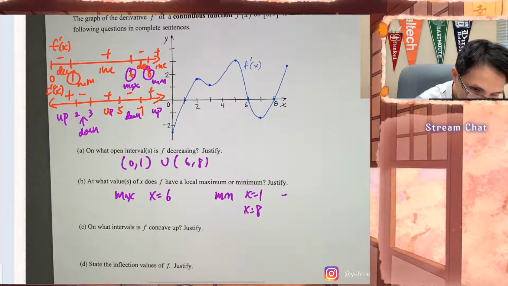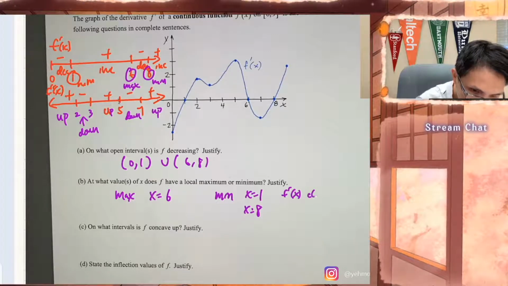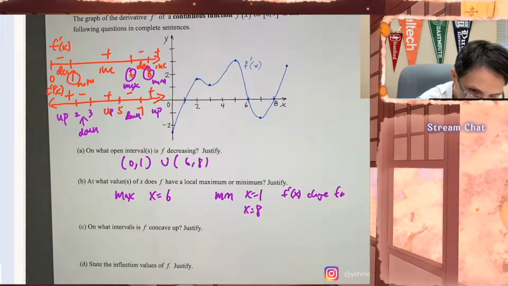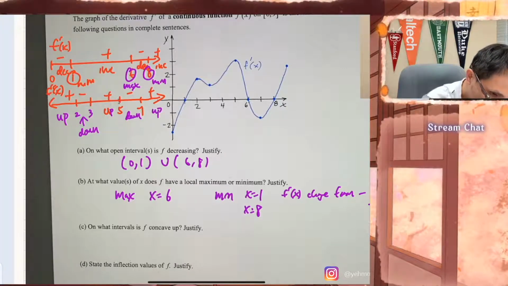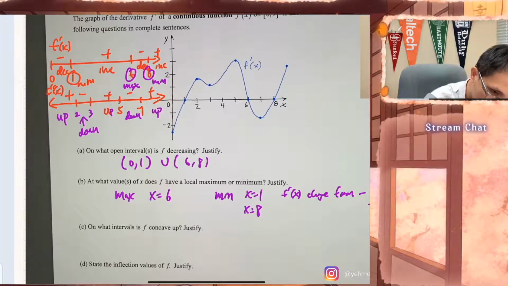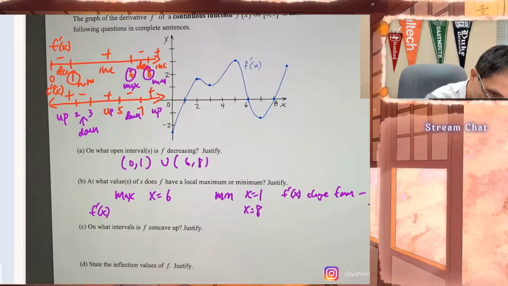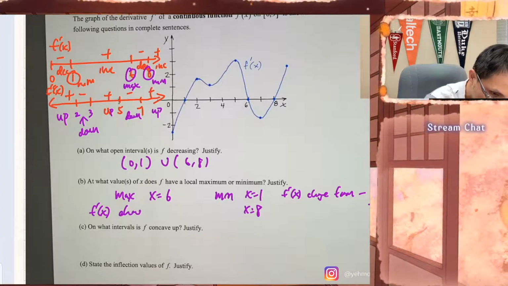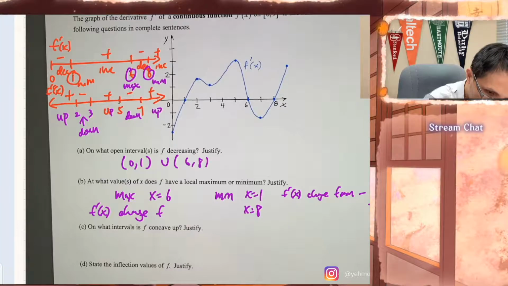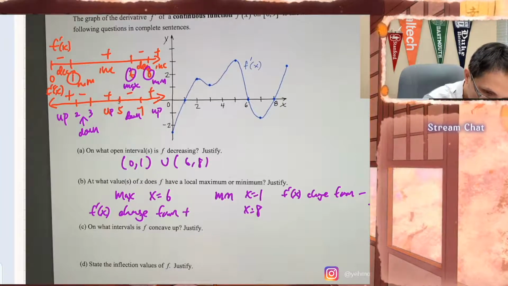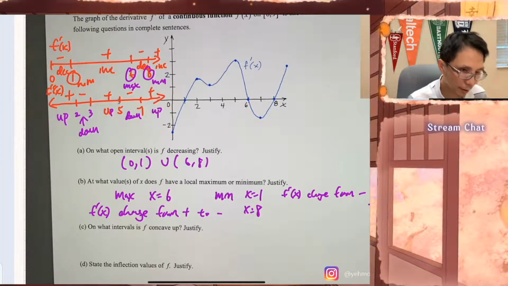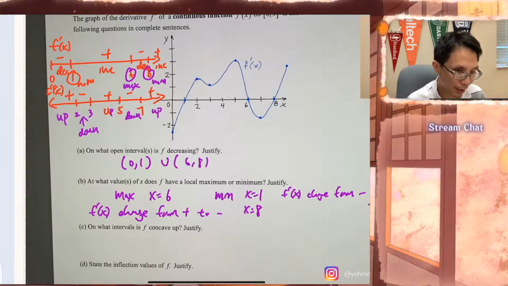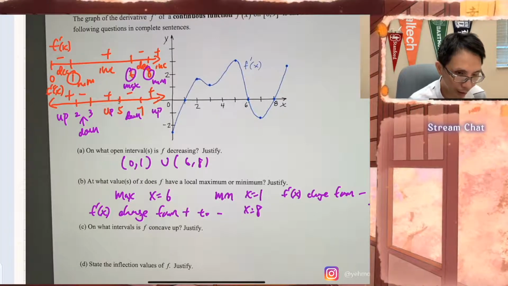So this is going to be f prime of x changing from negative to positive. I'm going to just write down shorthand. You're not supposed to do that; you're supposed to write down the words so you can get the credit. So f prime of x changes from positive to negative. Okay, so that would be the easiest way for me to do it. I'll write in sentence form and just make sure I get all the credit.